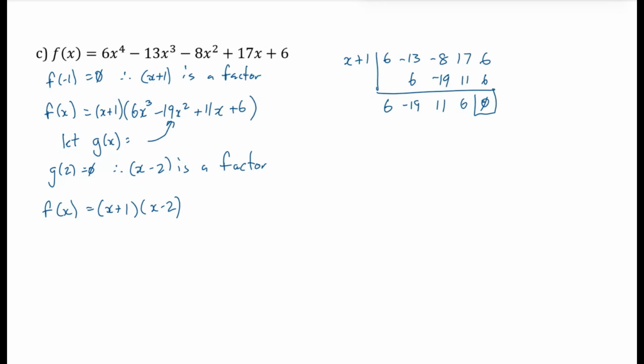When I take x minus 2 and multiply it by whatever quadratic that's going to end up being, I've got to get back g, right? So what's that first term have to be? X times what is going to give me 6x cubed? 6x squared. Doesn't that first term have to be 6x squared?